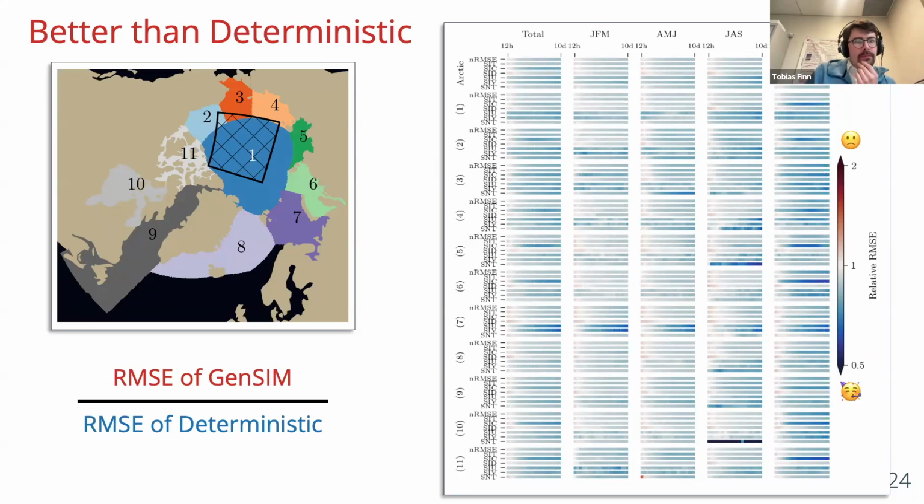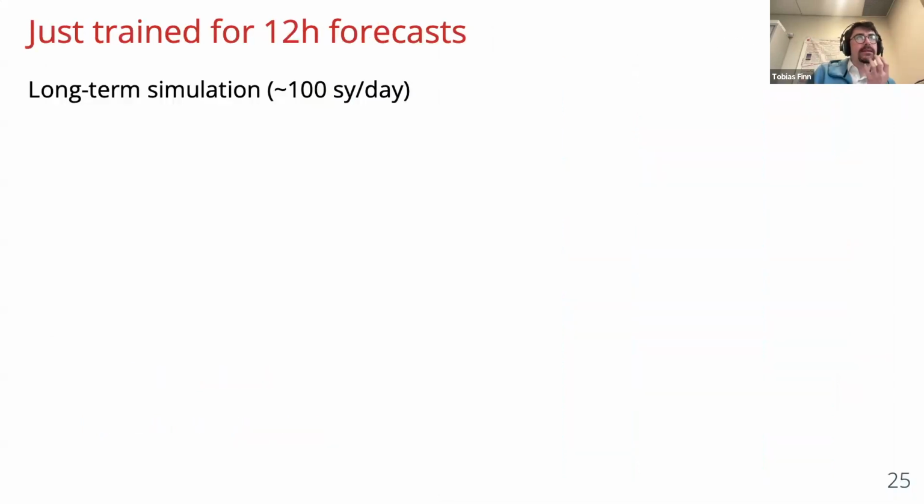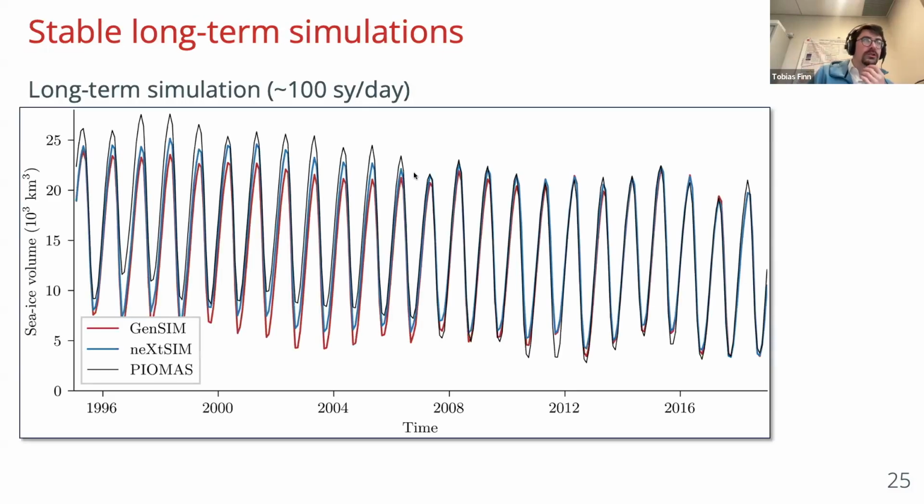And then a very nice thing is, as I said, this model is just trained for 12-hour forecast. However, nothing prevents us from using this model for very long-term simulation. Because a 12-hour forecast for the full Arctic takes around 1 second on a single GPU, roughly we can have 100 simulated years per real-time day, which means we can actually use this model to do a 24-year simulation.